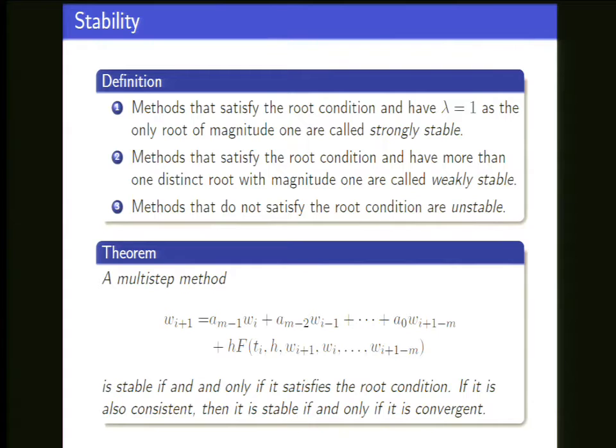Condition. You form this polynomial p of lambda. You look at these numbers here. Remember, this stability concept does not involve the f at all. It looks at these 3 numbers here, moving them over to the left. It's a 2-step method, so the highest power is going to be 2.